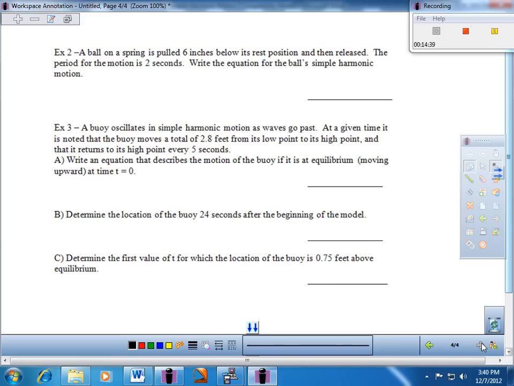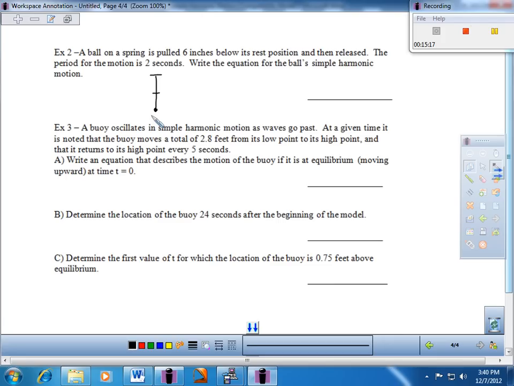A ball on a spring is pulled 6 inches below its rest position and then released. The period for the motion is 2 seconds. Write the equation for the ball's simple harmonic motion. All right, sounds great. So, here's our object being pulled down. Here's the rest position. It's being pulled down initially 6 inches below. And then, theoretically, it's going to go back and forth, et cetera.